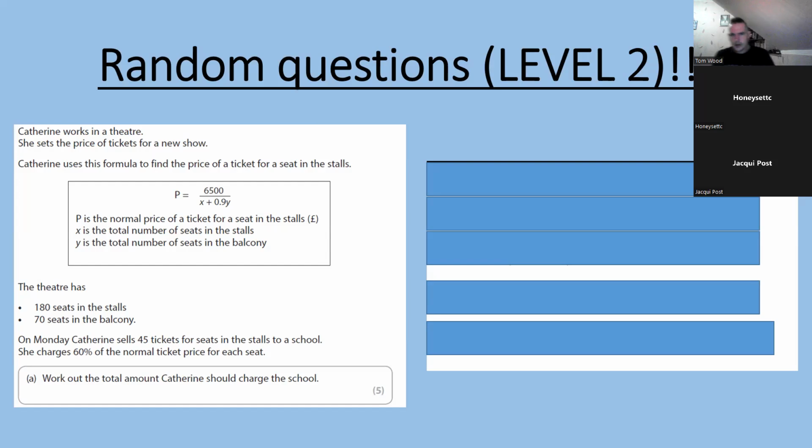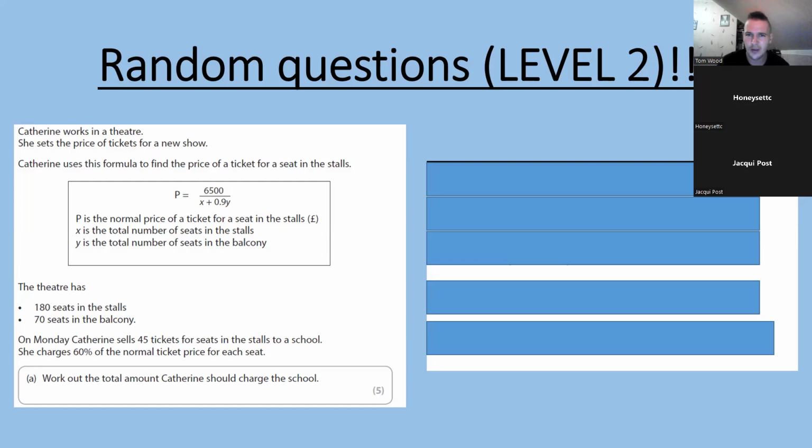Okay, so it's quite an interesting question, this one. Again, a little bit different. It is a formula-based question. So again, there's a couple of things that should stand out there straight away. One of them being the x plus 0.9y. Again, if the number is just next to the letter, or if the letters are just next to each other, that means we are going to multiply them. So do bear that in mind.